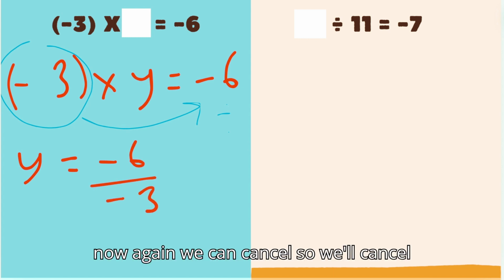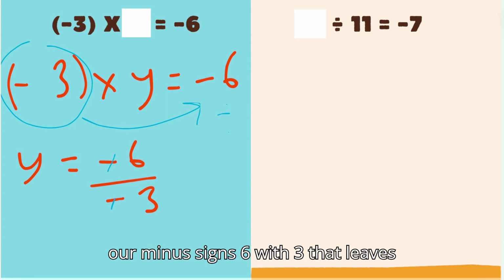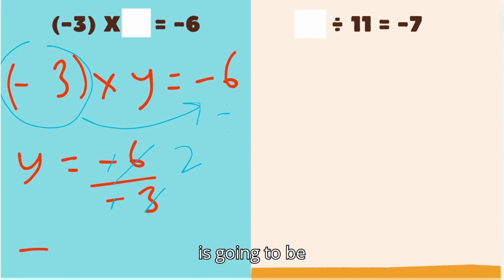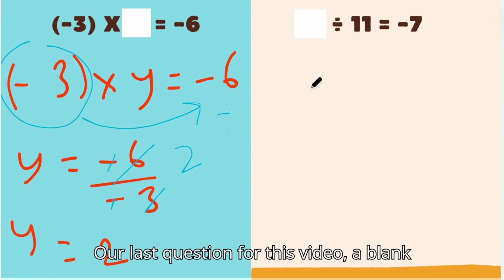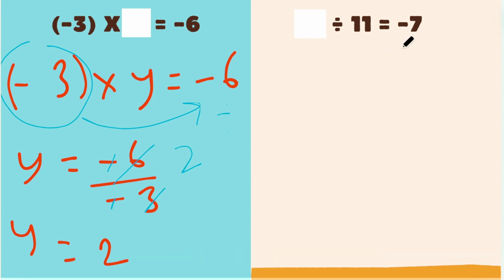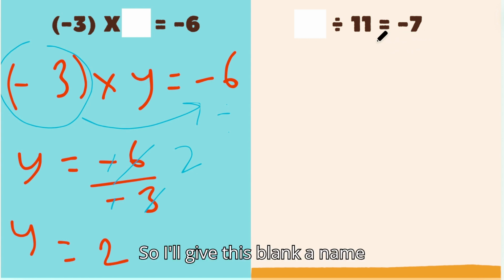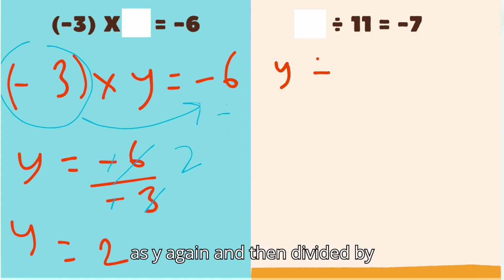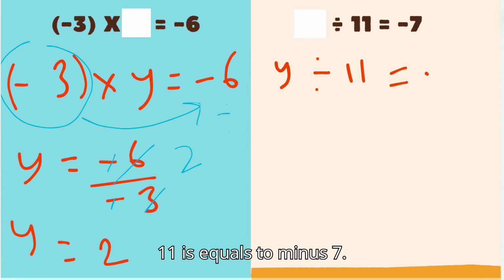Now again we can cancel. So we'll cancel our minus signs. 6 with 3, that leaves me with 2 in the numerator. So my answer is going to be y is equal to 2. Our last question for this video: a blank divided by 11 is equal to minus 7. So I'll give this blank a name, y again, and then divided by 11 is equal to minus 7.